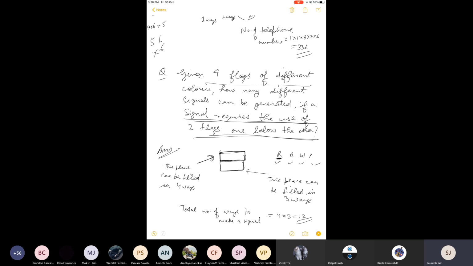Now if you want, you can do it later on. Just make different combinations like, see, red above, blue below, RB. Next one will be BR. Then BW, WB, WY. Like that you will get 12 different signals. But that will be actual counting. Do not do the actual counting in the exam. Always do it by this method.